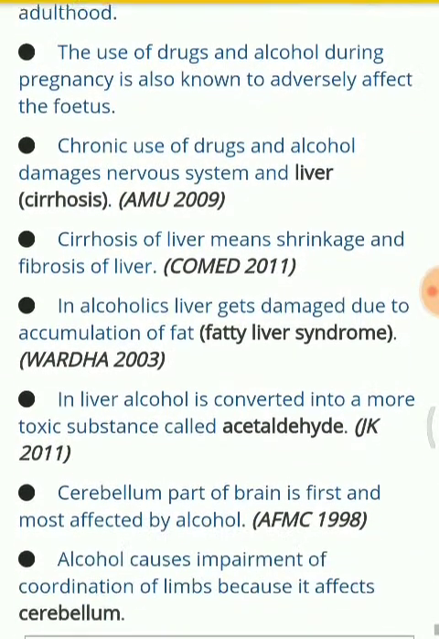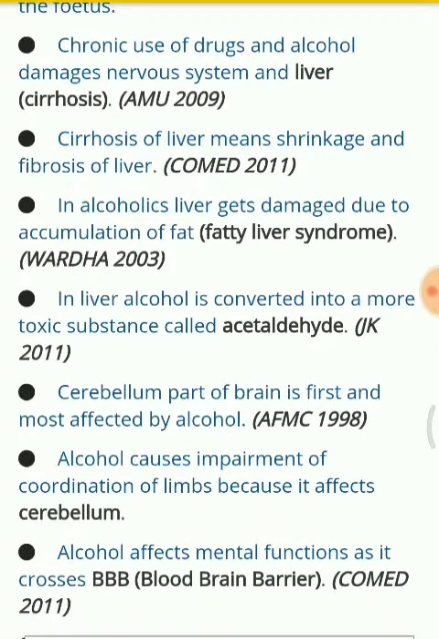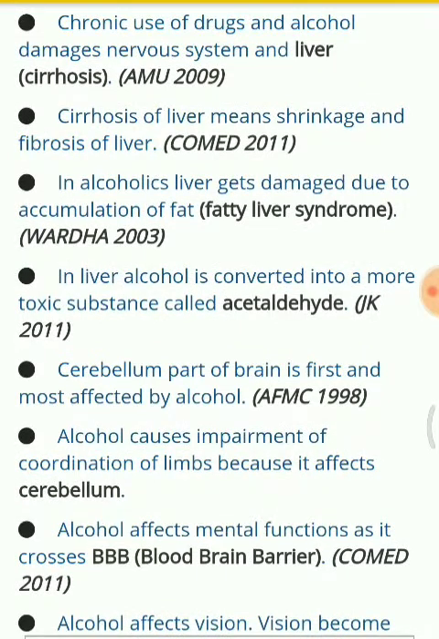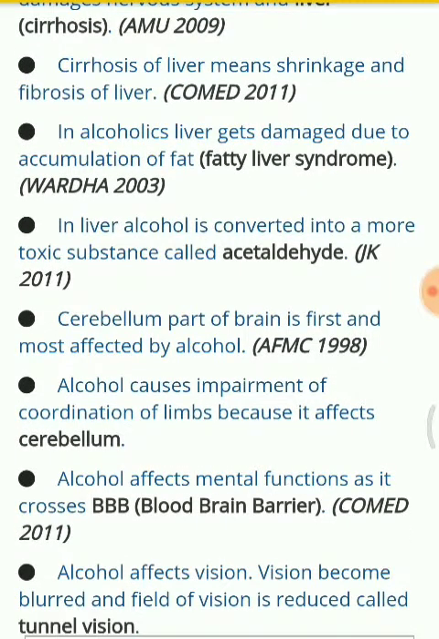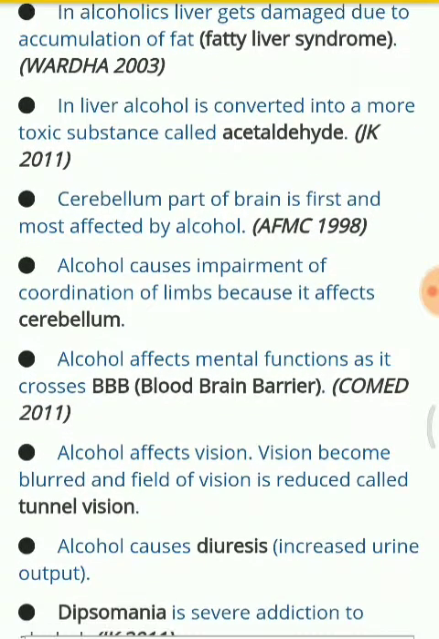Cirrhosis. Cirrhosis of liver means shrinkage and fibrosis of liver. In alcoholics, livers get damaged due to accumulation of fat, called fatty liver syndrome. In liver, alcohol is converted into a more toxic substance called acetaldehyde. Cerebellum part of brain is first most affected by alcohol. Alcohol causes impairment of coordination of limbs because it affects cerebellum.